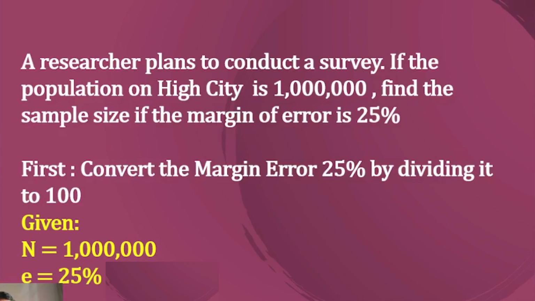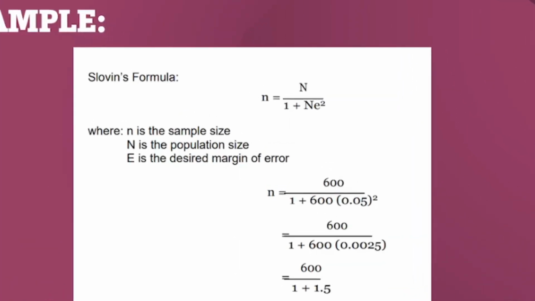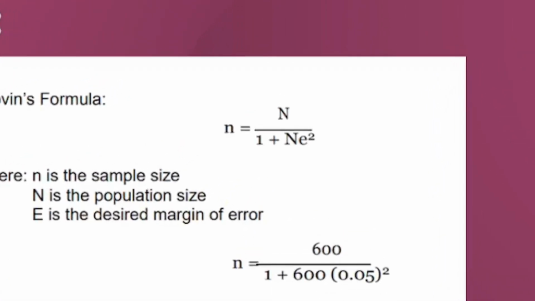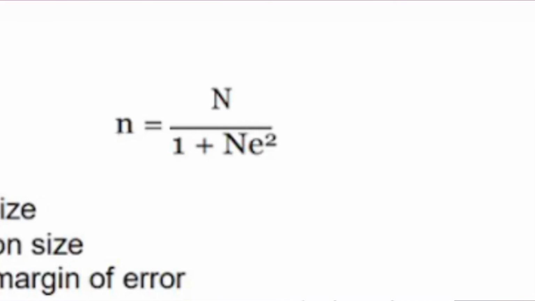Okay, so we have here a problem. A researcher plans, imagine nyo na kayo ito. You are the researcher and you're planning to conduct a survey. If the population on high city is 1 million, 1 million yung population, you need to find the sample size if the margin of error is 25%. Here, sa problem na to, meron ng binigay na margin of error. Hindi ikaw ang mag-decide for this particular problem. So now try to answer it. You have now the given, which is yung N is the total population size or simply the population size, 1 million. And you have the margin of error as 25%. Let us go back to the previous page so that you can copy the formula. Okay, so now I want you to answer it.